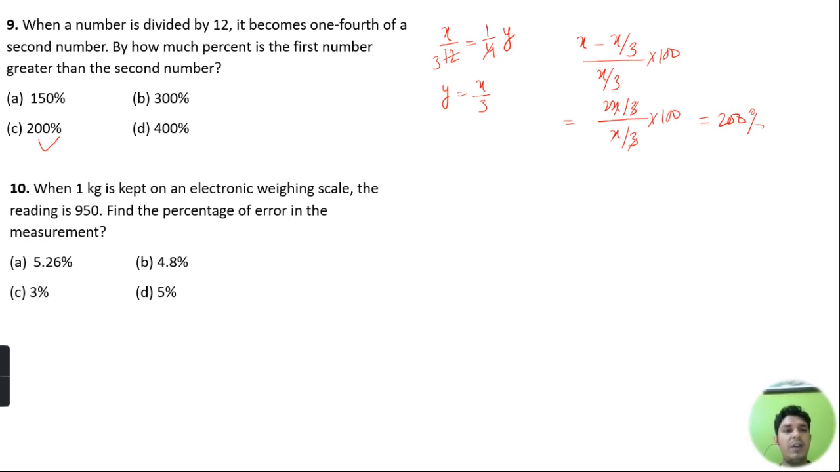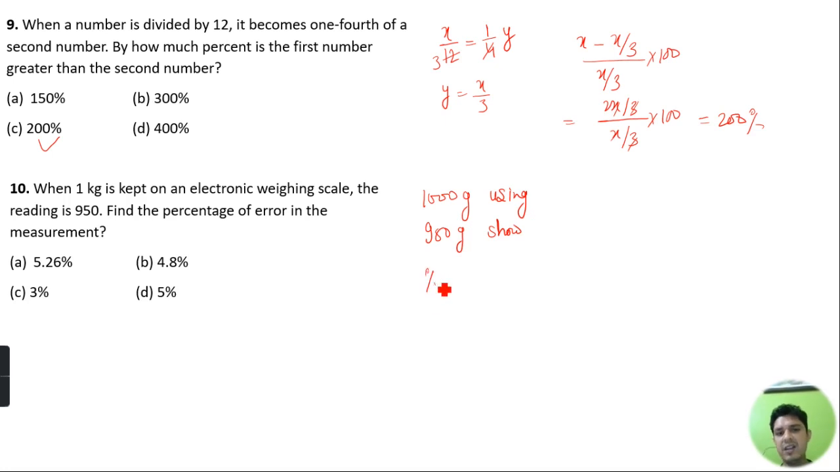Right? Okay, question number 10. When 1 kg is kept on an electronic weight scale, the reading is 950. Find the percentage of error in the measurement. Students, simple question: when 1 kg is kept, how much weight are we using? We are using 1000 gram weight. The reading is 950, that means 950 grams is being shown. Find the percentage of error.